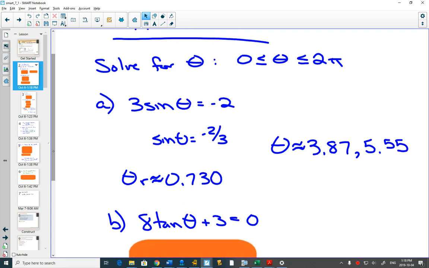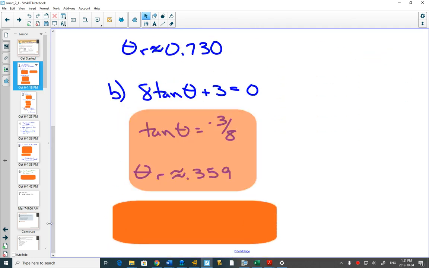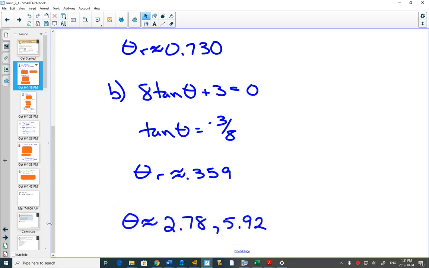Question number 2. 8 tan theta plus 3 equals 0. Again, solving between 0 and 2 pi. Able to get tan by itself, negative 3/8, get a reference angle of 0.359. Where is tan negative? Quadrant 2 and quadrant 4. 2.78, 5.92.